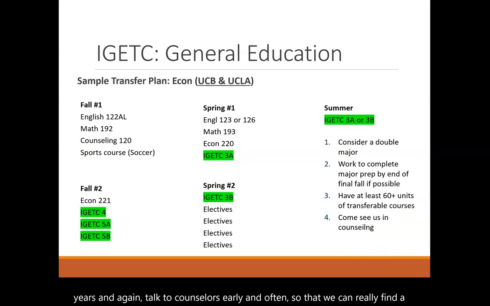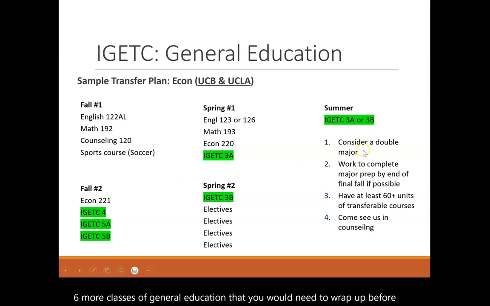So this is a quick sample education plan. You'll see this is the first year. We have fall, spring, summer. And then the second year we have fall, spring. Now, like I said with economics, there's only 4 classes that are required: Math 192, 193, Econ 220, and 221. The economics courses double count for those areas of IGETC in area 4. And then this just leaves 6 more classes of general education that you would need to wrap up before transfer if possible.